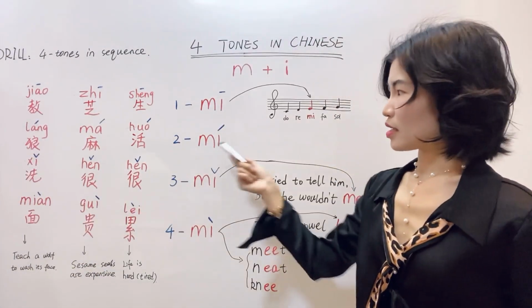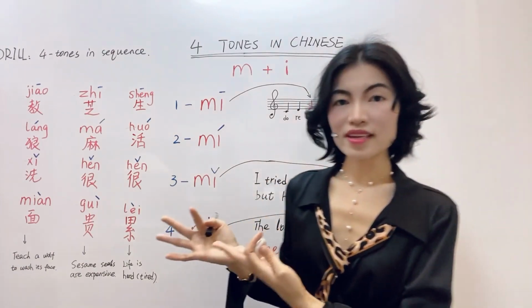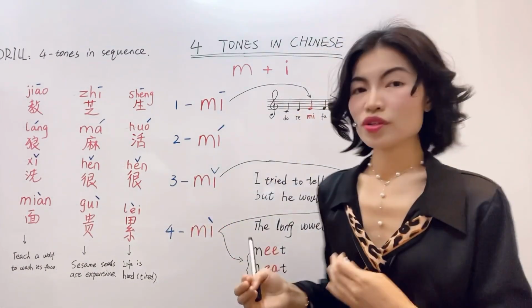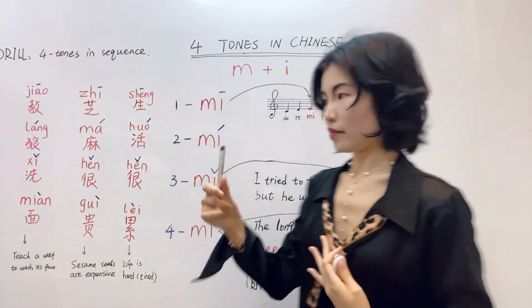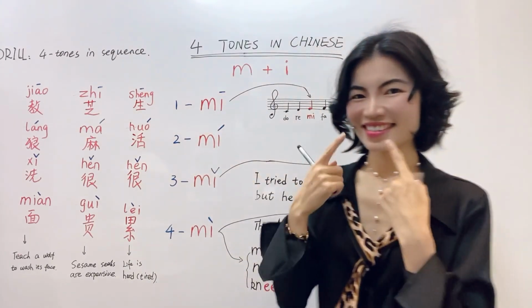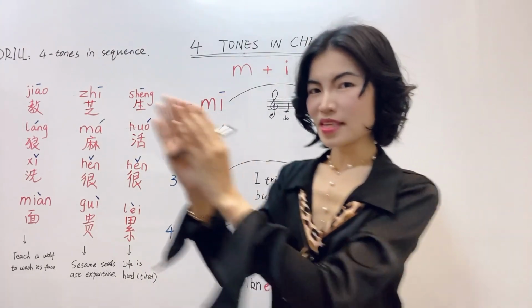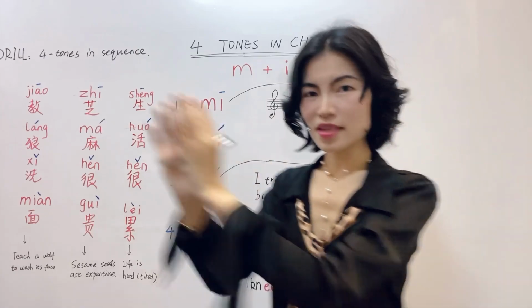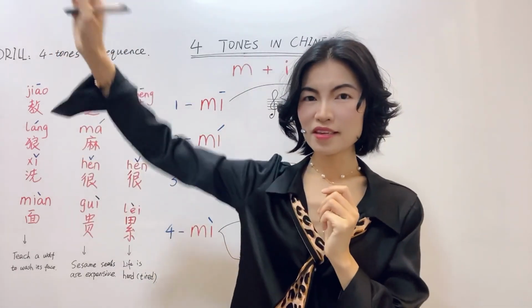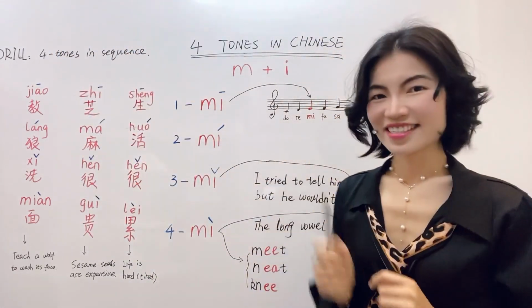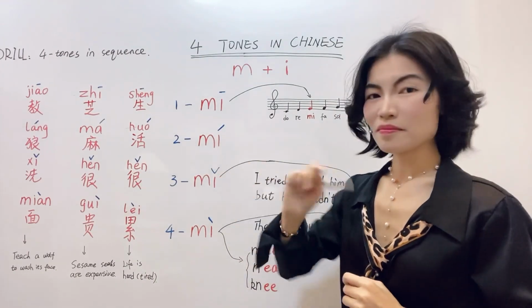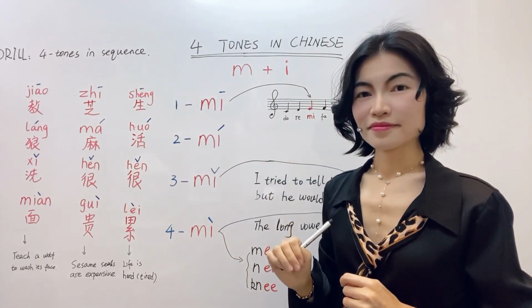Now I couldn't find something to match the second tone in Chinese, so you'll have to just practice with me, okay? Say it with me. Me. It goes up. Me. All right, let's do one more.